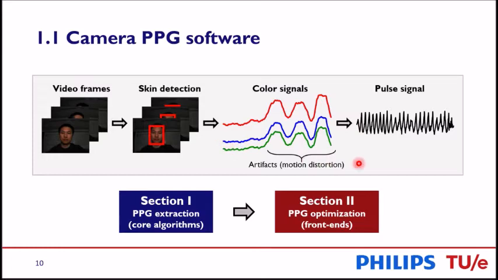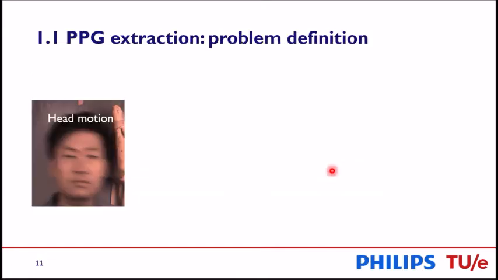So this process can be described in two sections. Section one is the PPG extraction, our core algorithms for how to measure the one-dimensional pulse signal from the multi-dimensional color signals. The second section is the PPG optimization, where we use different front ends to improve the robustness of this measurement. So I will start with the PPG extraction, our core algorithms.